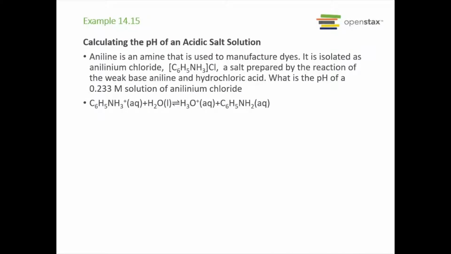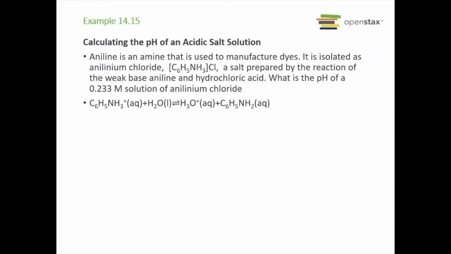So the best way to look at these is by looking at examples. Your book tries to go through things, and it's, yeah, kind of weak. So let's look at an example. We're told aniline is an amine that is used to manufacture dyes. It's isolated as anilinium chloride, a salt prepared by the reaction of the weak base aniline and hydrochloric acid. What is the pH of a 0.233 molar solution of anilinium chloride? It's kind of fun to say, anilinium, not aluminium, anilinium.